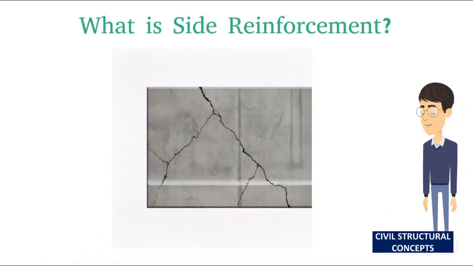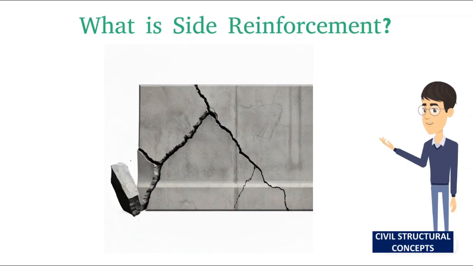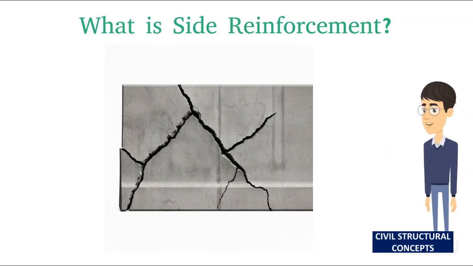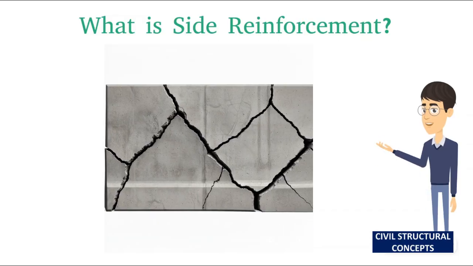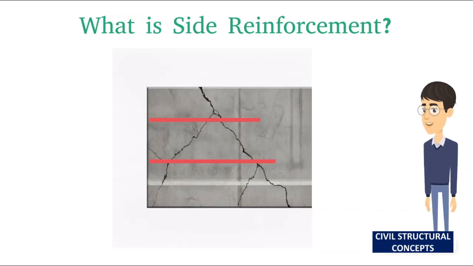When we design deep beams or members with large depths, the side faces tend to crack due to shrinkage, temperature changes, and tension from bending. To control these cracks, IS 456 suggests providing side face reinforcement along the two vertical faces of the beam.